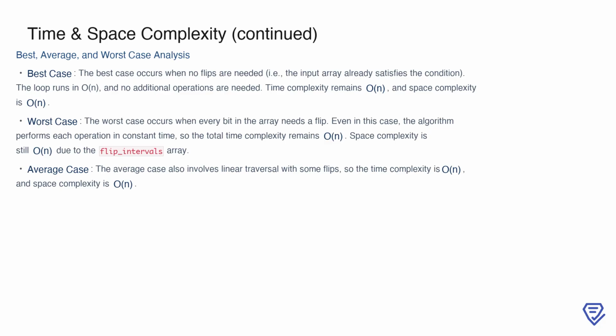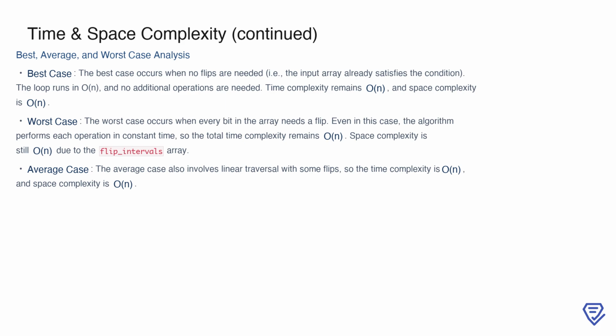Let's analyze the best, average, and worst cases for this algorithm. In the best case scenario, no flips are required because the initial array already satisfies the condition. Here, the loop still runs through all elements, resulting in O(n) time complexity, with O(n) space complexity due to the flip_intervals array. In the worst case, every bit in the array requires a flip. Even then, the algorithm performs each operation in constant time, keeping the time complexity O(n). The space complexity also remains O(n), as it depends on the flip_intervals array, regardless of the number of flips.